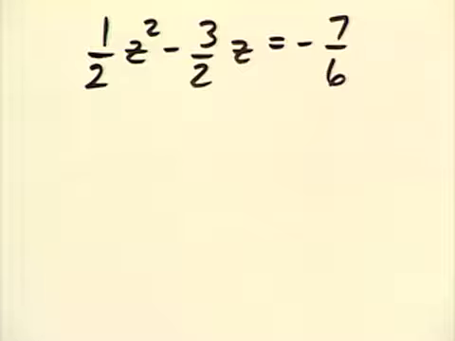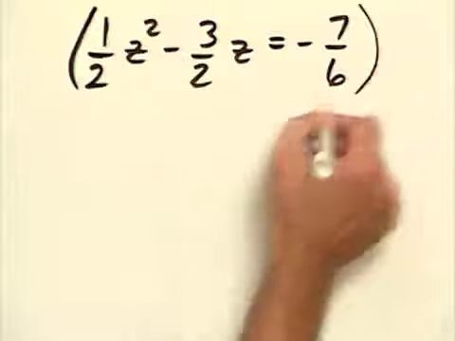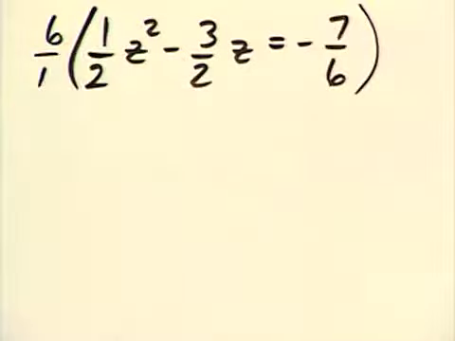We will solve this quadratic equation using the quadratic formula. In order to use the quadratic formula, we must have the quadratic equation in standard form or set equal to 0. It's also a lot easier if we get rid of all these fractions. So to get rid of the fractions, let's multiply everything by the least common denominator of the fractions.